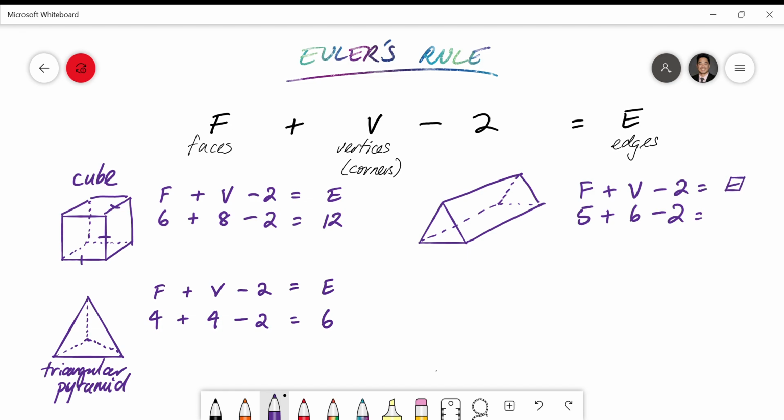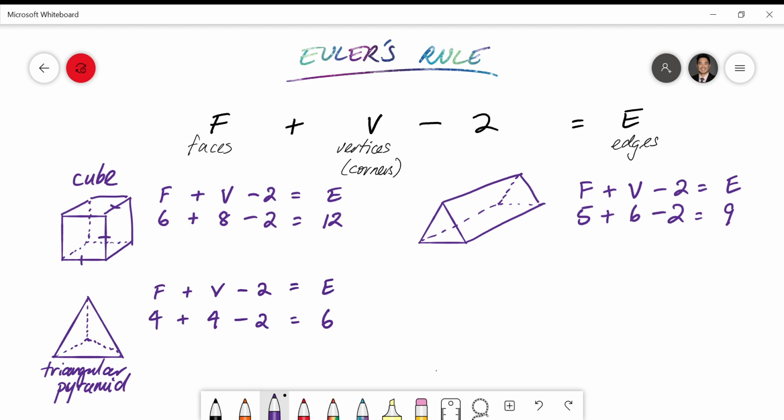So 5 plus 6 is 11, and 11 minus 2 is 9. So we're expecting to have 9 edges. So we've got 1, 2, 3, 4, 5, 6, 7, 8, 9 edges.